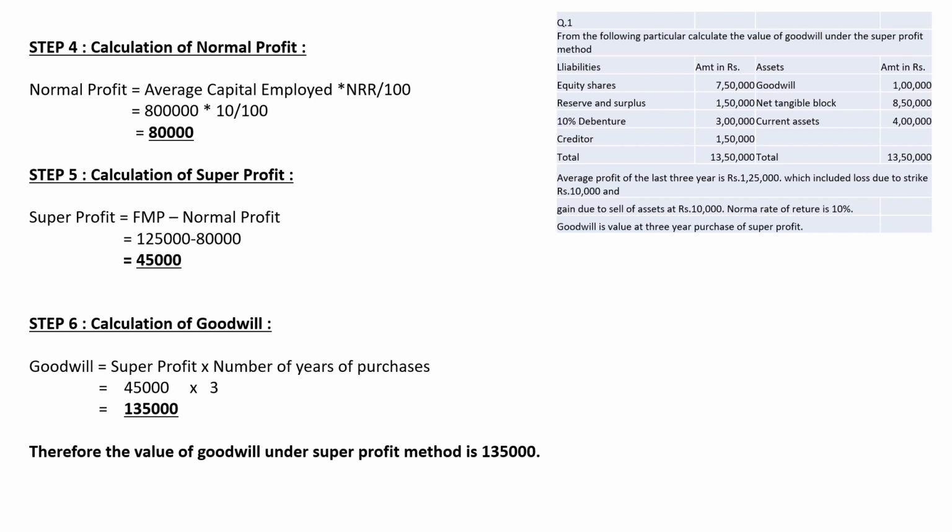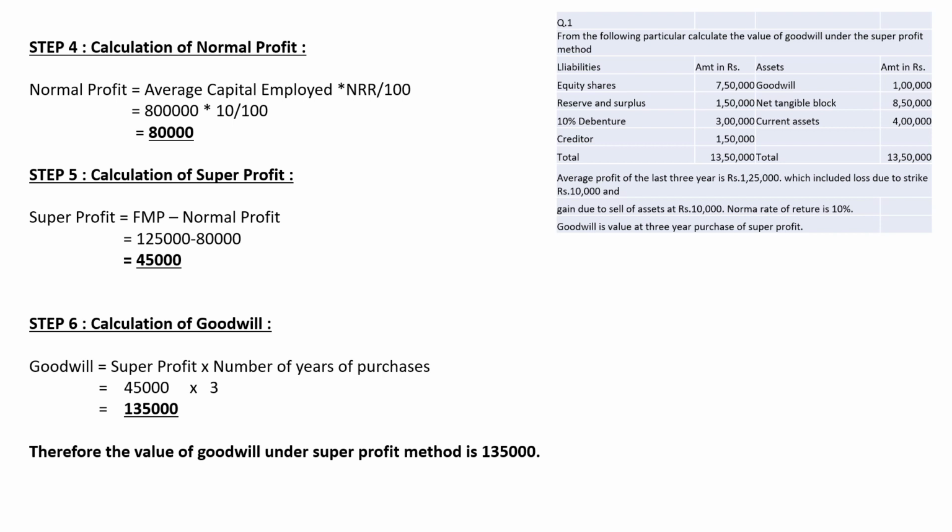Step number 4, calculation of normal profit. Now the formula for normal profit equals average capital employed into normal rate of return divided by 100. So average capital employed, as we got it, is 8 lakh. We have a normal rate of return, which we got in the second step, which is 10%, already given in the problem sum, divided by 100. So 8 lakh into 10 divided by 100, it comes as 80,000.